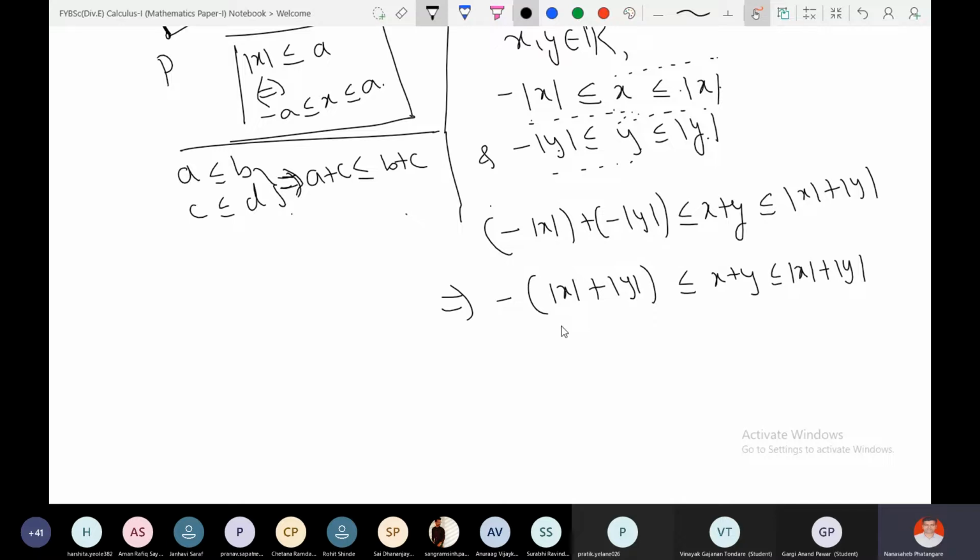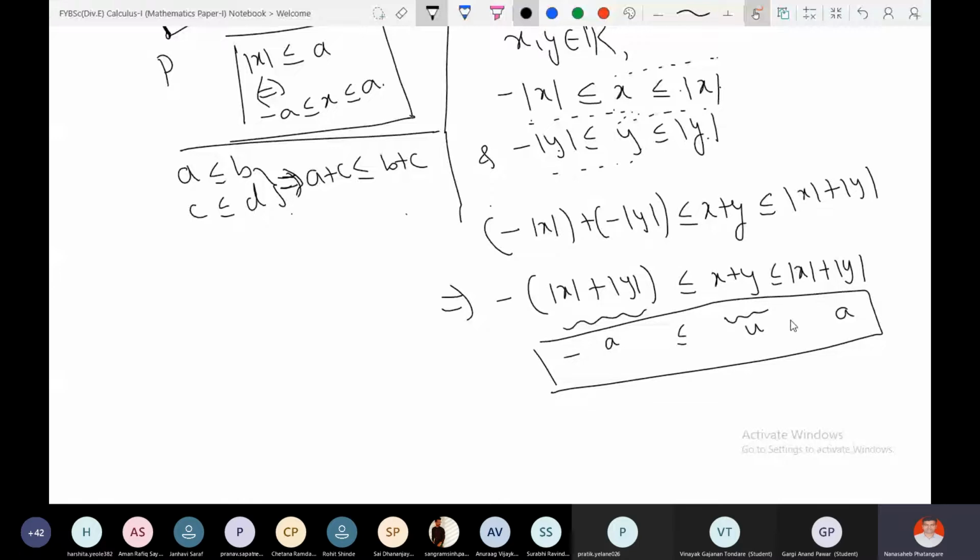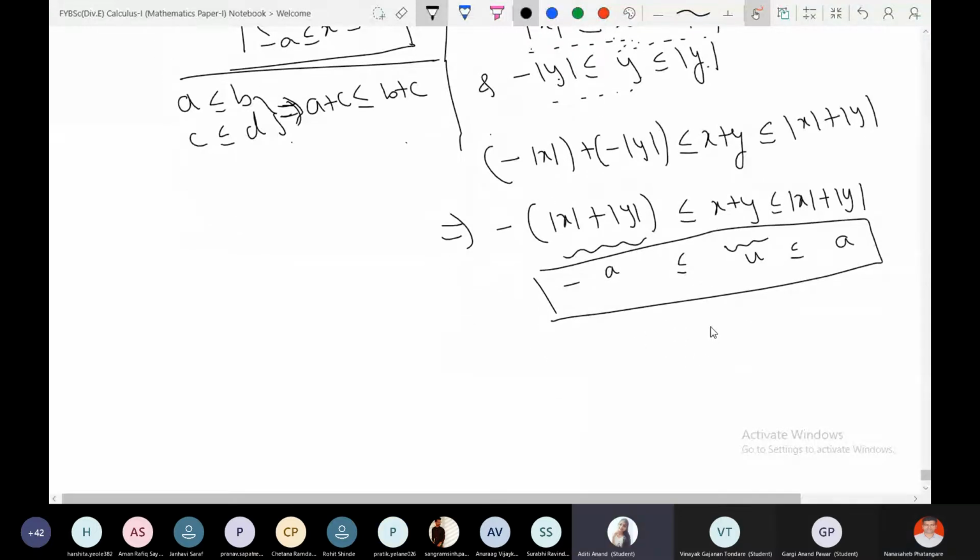Now the situation is like this: if I call this a, and this has some number, whatever you can say u, and this is again a, so what is the situation? The situation is: minus a less than or equal to u less than or equal to a. Right, the situation is like this.